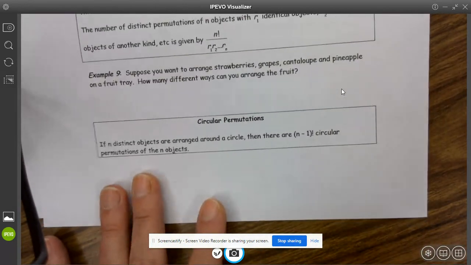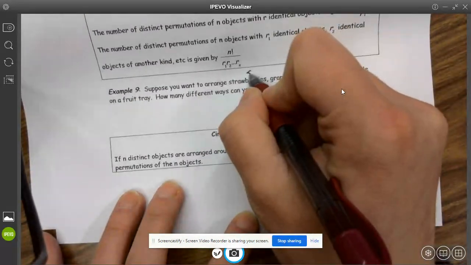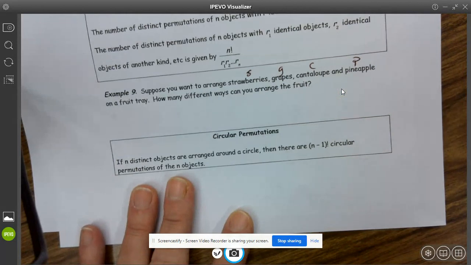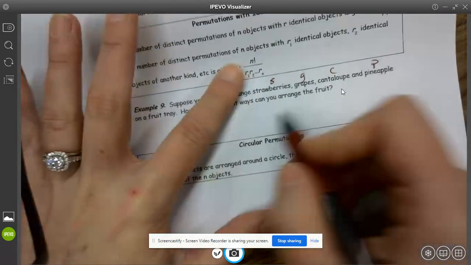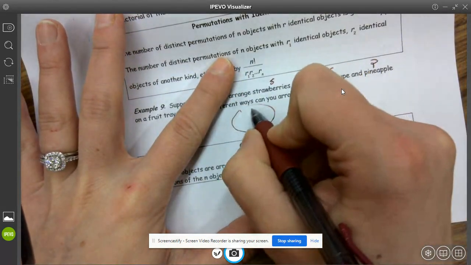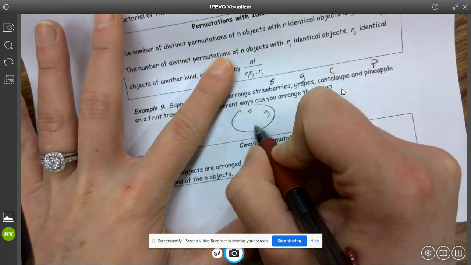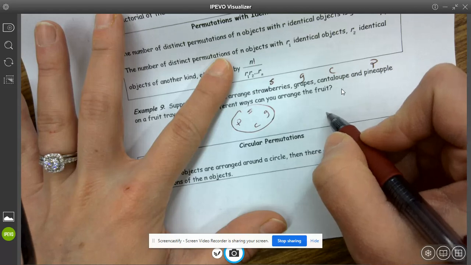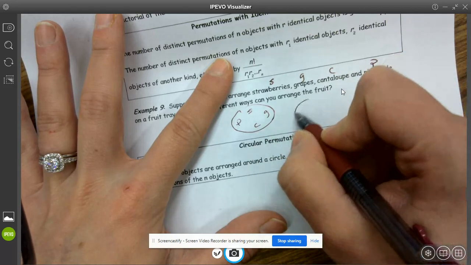All right. It says, suppose you want to arrange strawberries, grapes, cantaloupe, and pineapple on a fruit tray. How many different ways can you arrange the fruit? Well, the fruit tray is circular. So we have strawberries, grapes, cantaloupe, pineapples. Okay. We could just do a bunch of different arrangements, but here's what I want to show you.